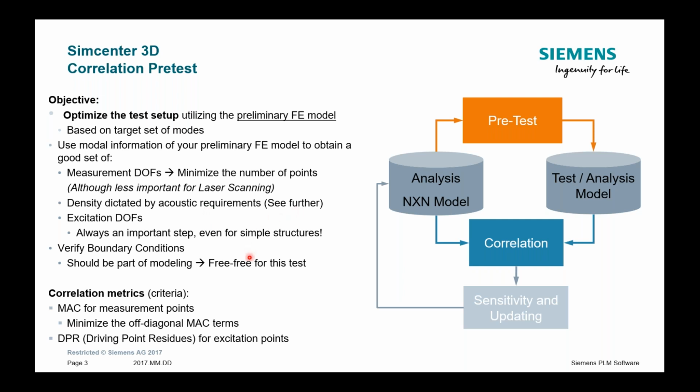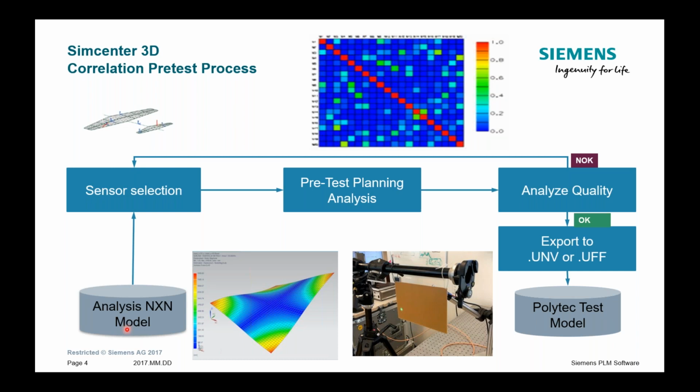So with pre-test analysis, we use some correlation metrics, like we want to minimize the off-diagonal MAC terms, and I've got an example of that next. And then also, of course, we want to determine where to drive the structure.